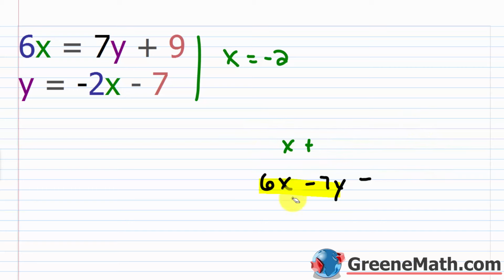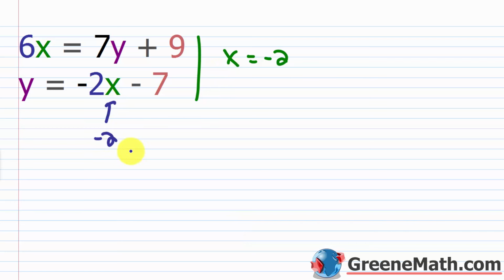Now, let's erase this and let's find y. So I can just plug in a negative 2 here, or I can plug it in there, it doesn't matter. Okay, and you can find y that way. So y equals negative 2 times negative 2 minus 7. Negative 2 times negative 2 is 4. And then 4 minus 7 is going to give you negative 3. So y here is negative 3. So as an ordered pair, this is negative 2, comma, negative 3.